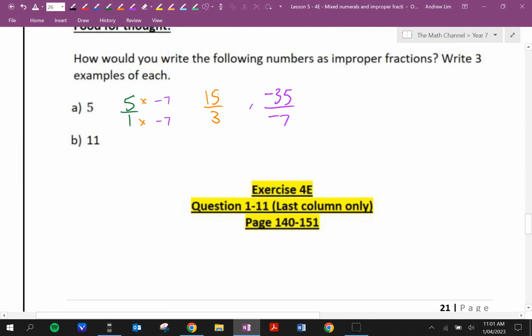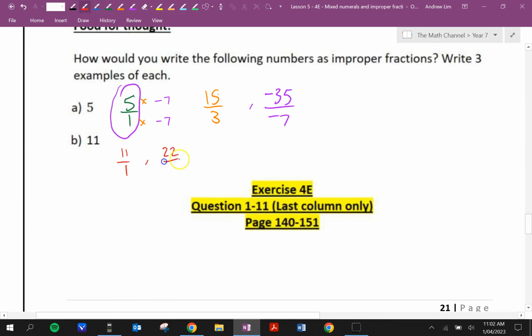Alright, so this is the one that we always want you to write. Just put the number over 1. So for question B, 11, just write 11 over 1. Right, and then you can create 2 more examples, so up to you what you want to write.